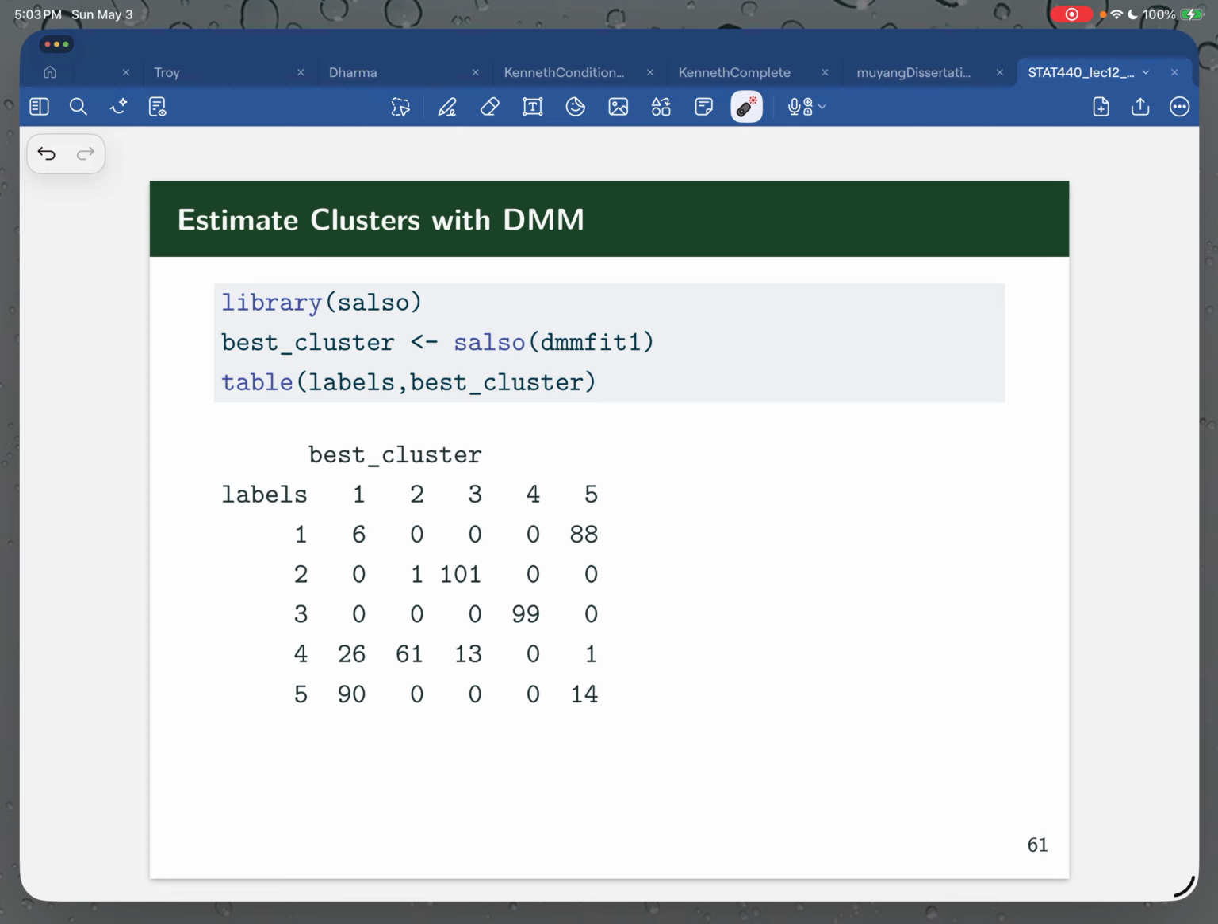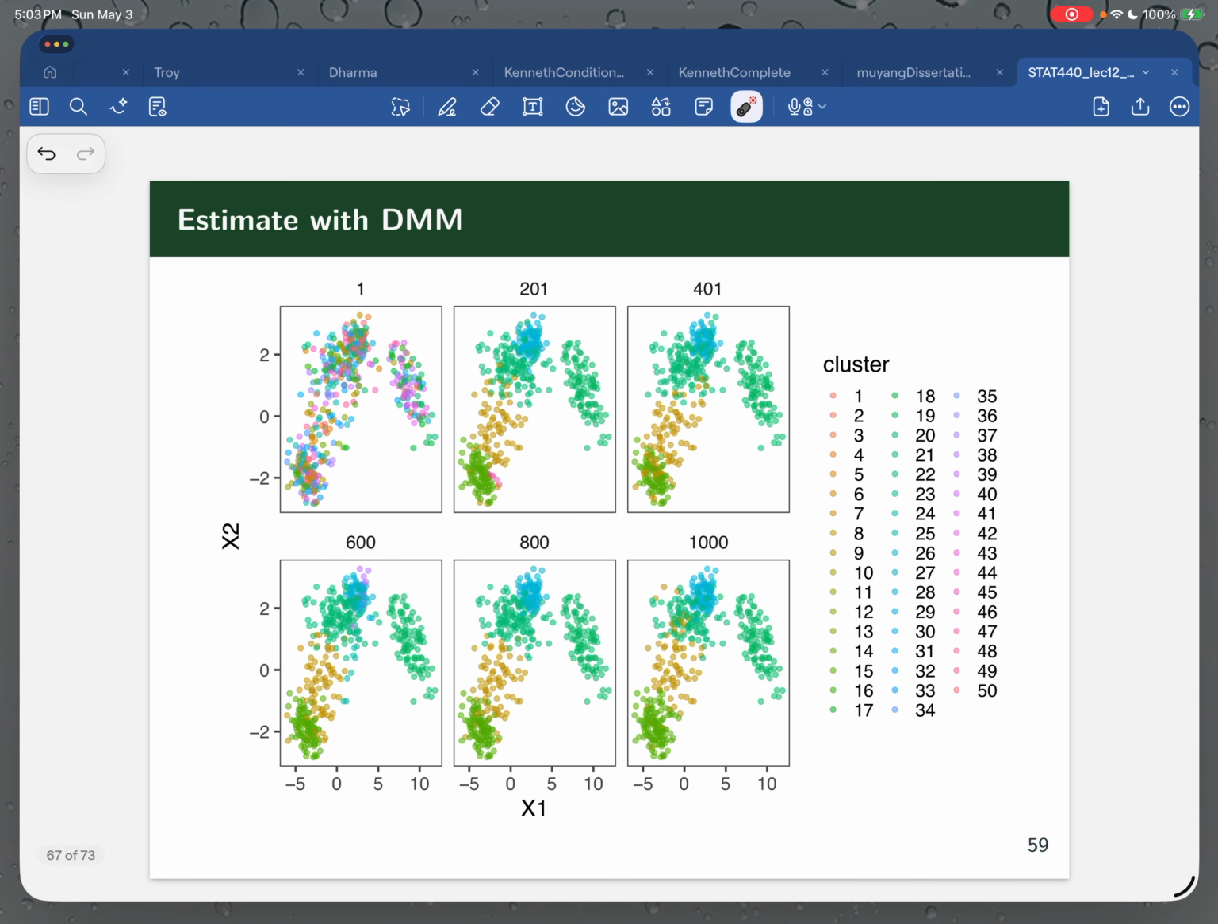library. These are the true labels over here. This is assigning the best cluster. And it's trying to assign clusters as best it can, but the label switching that we talked about at the beginning of this clustering lecture does make assigning a cluster challenging. All right, I'm going to stop there. That is a high-level overview of clustering via a Dirichlet mixture model.